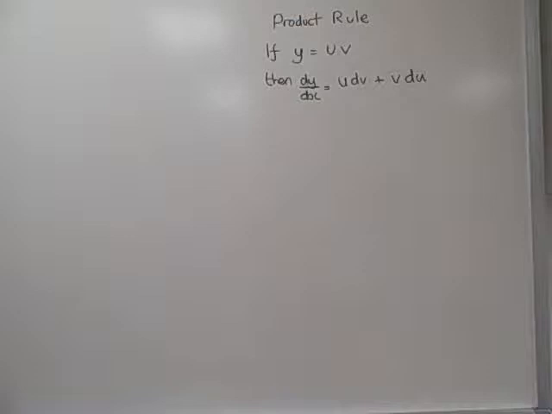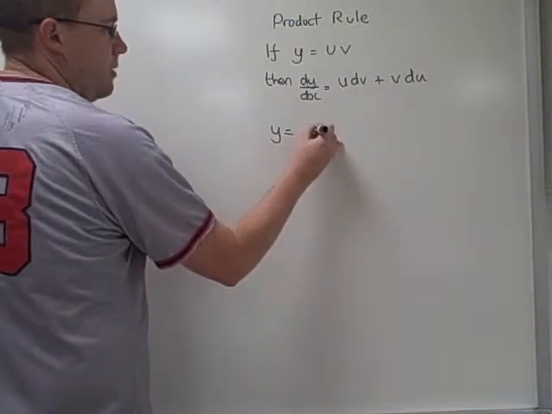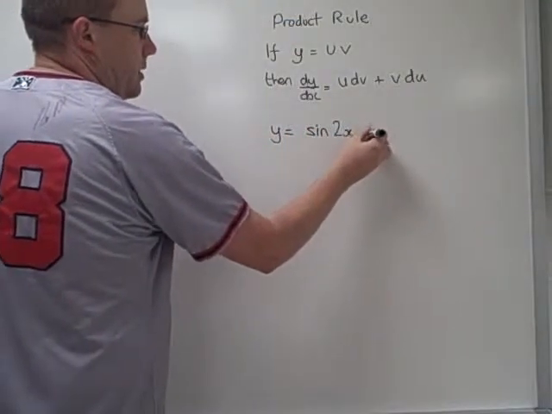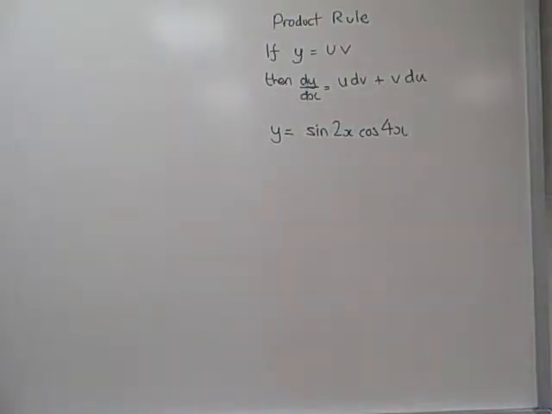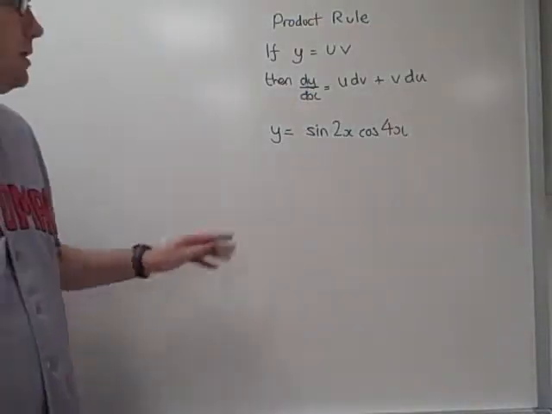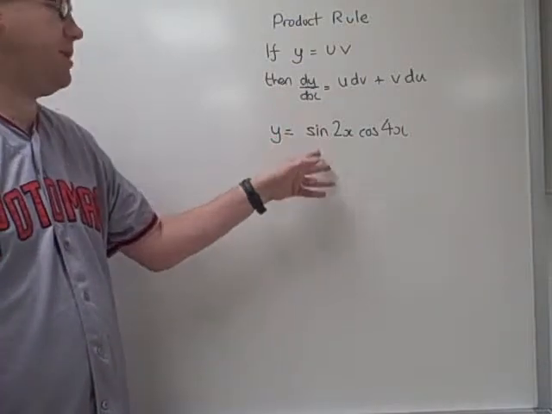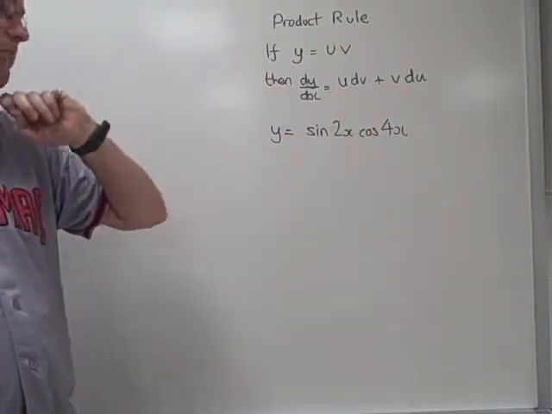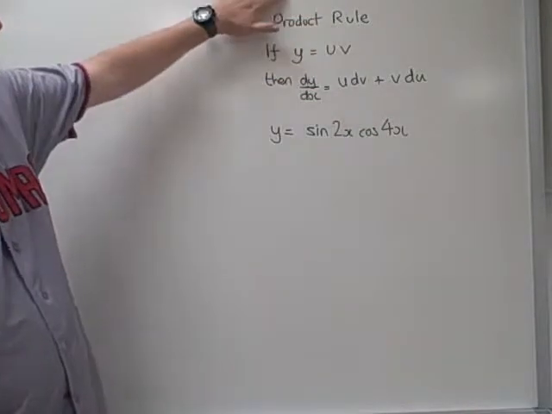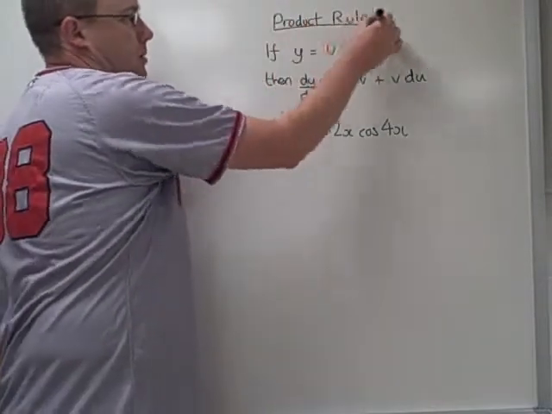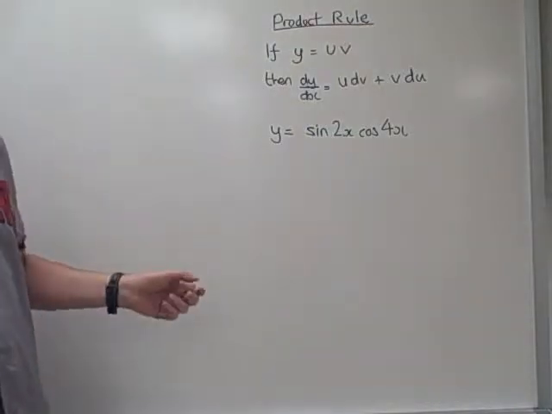Now, in our last section when we looked at trig functions, we looked at a couple of questions where we had things like y equals sine 2x cosine 4x. And particularly when we needed to integrate that, we used an identity to make it something easy to work with. And actually, when we came to differentiating, we used that same identity. Actually, there's another way of doing this question. So we're going to look at what's called the product rule. So when we have two things multiplied together, then we're going to use this rule.